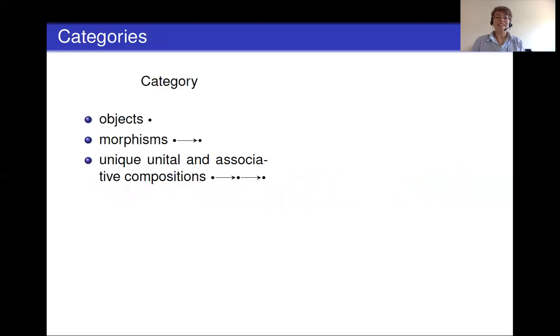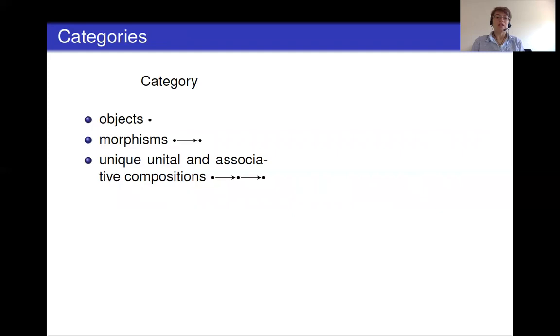So what is a category? A category is something which consists of some objects and some morphisms, which we think about as maps between the objects. And these maps should compose. And this composition is unique. Every time you compose them, you get the same result. And you expect this composition to be associative and have some identity, so to be unital.